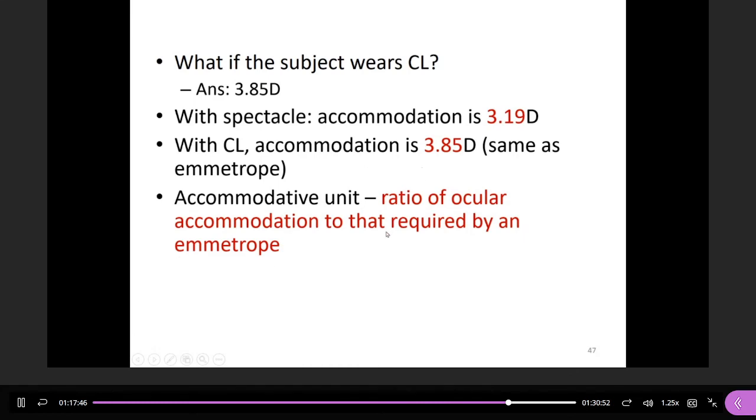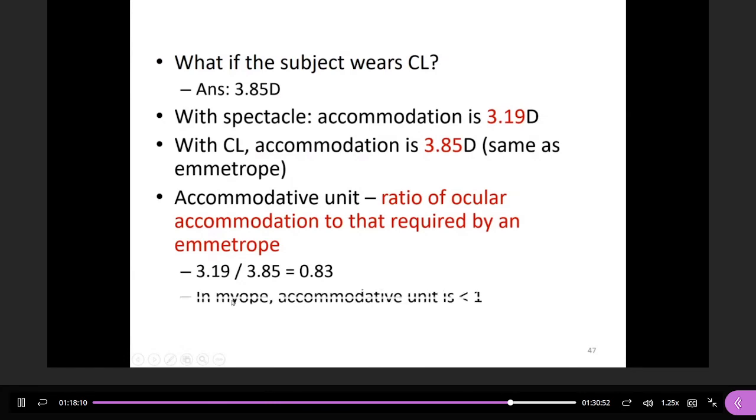So here you use 3.19 divided by 3.85, so it's about 0.83. So meaning that for patients who have -10 diopter myopia, they accommodate maybe about 17% less as compared to an ametrope. So for a myopic patient, this value, the accommodative ratio, is usually less than 1. That means they accommodate less with respect to an ametrope.